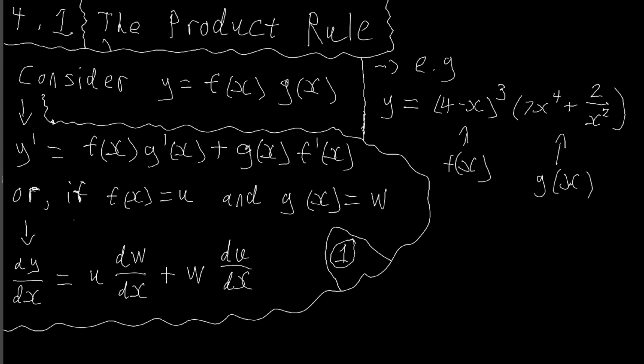Now, using a slightly different notation, if we're considering f of x to be equal to u and g of x to be equal to w, you can instead consider this as dy over dx, the derivative of y with respect to x, is equal to u times dw over dx plus w times du over dx. You can see it's the same thing. One function times the derivative of the other plus the other function times the derivative of the first function.